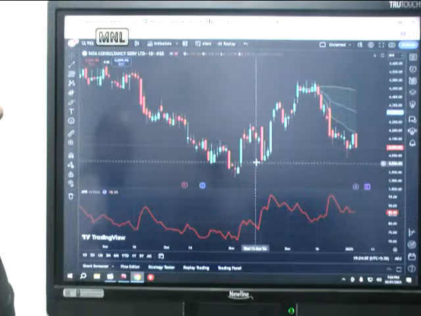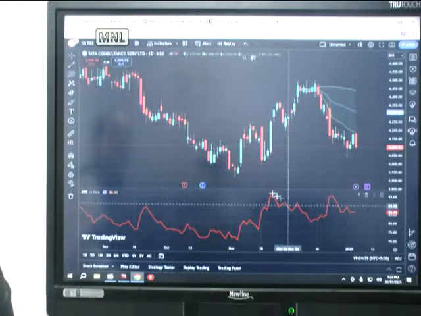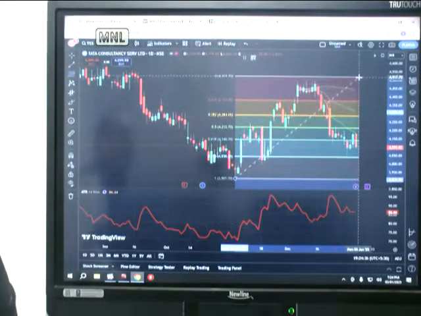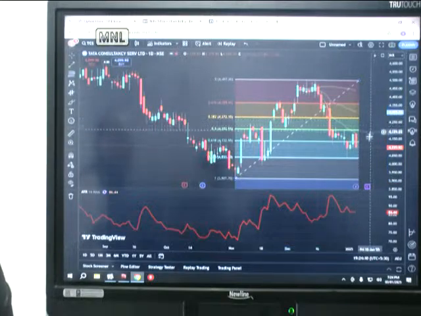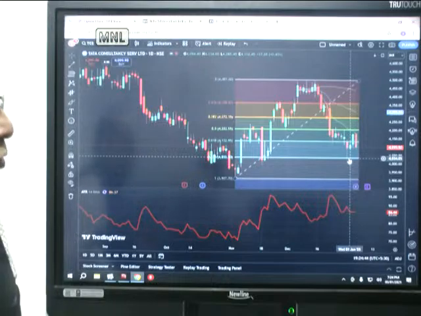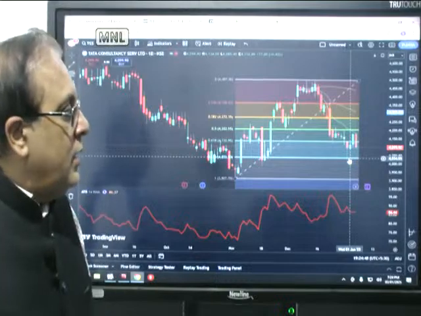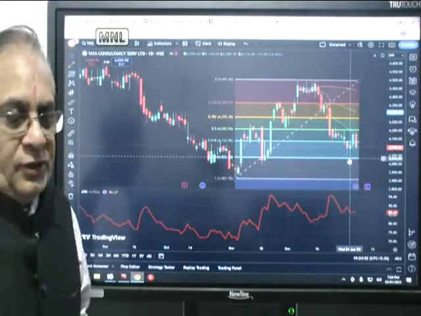Now, if you draw Fibonacci levels from here, it has taken support close to the 78.6, and 40.33 is an important support. It looks as if it has taken an important support at 40.33. So from here it looks as if we may see the long side as far as TCS is concerned.